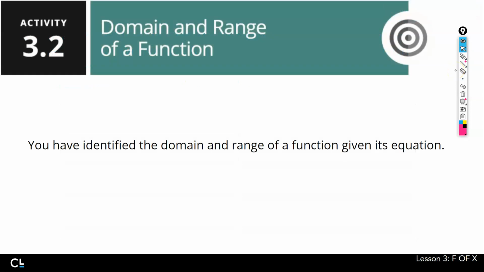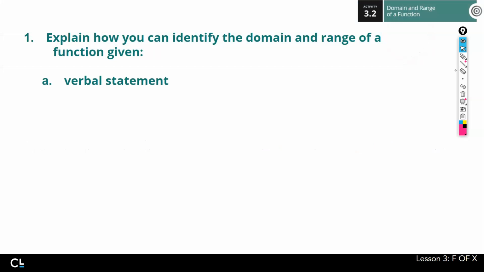Activity 3.2. We're going to talk about the domain and range of a function. If you've identified the domain and range of a function given its equation, explain how you can identify the domain and range of a function in a verbal statement. The domain are the possible values that make sense as the independent quantities. The range are the possible values that make sense as the dependent quantities.